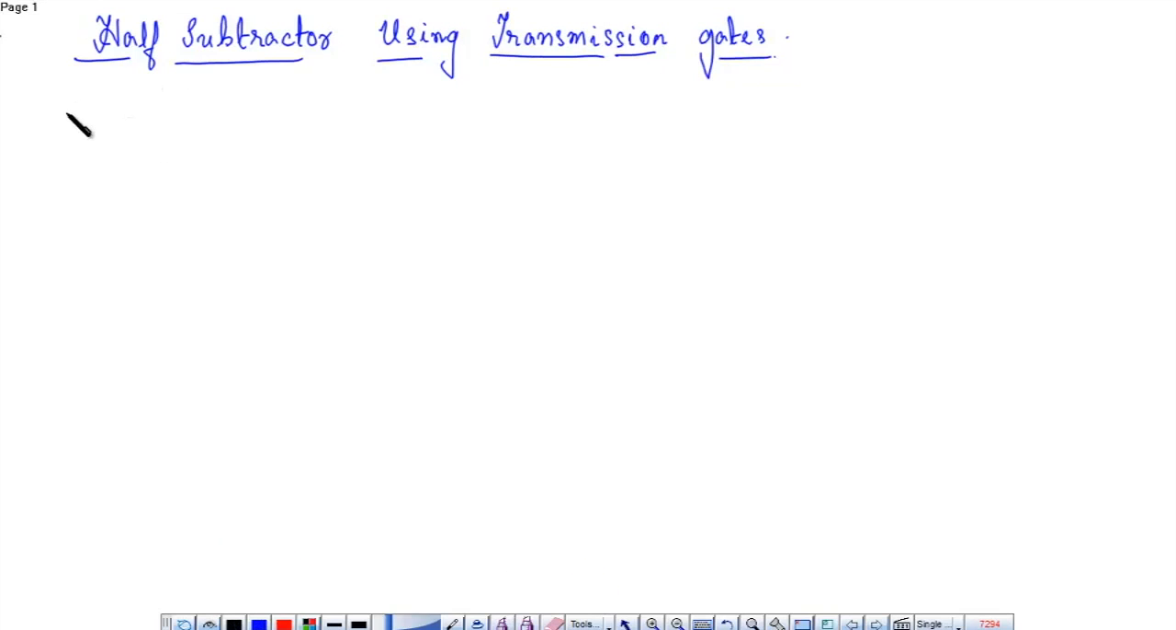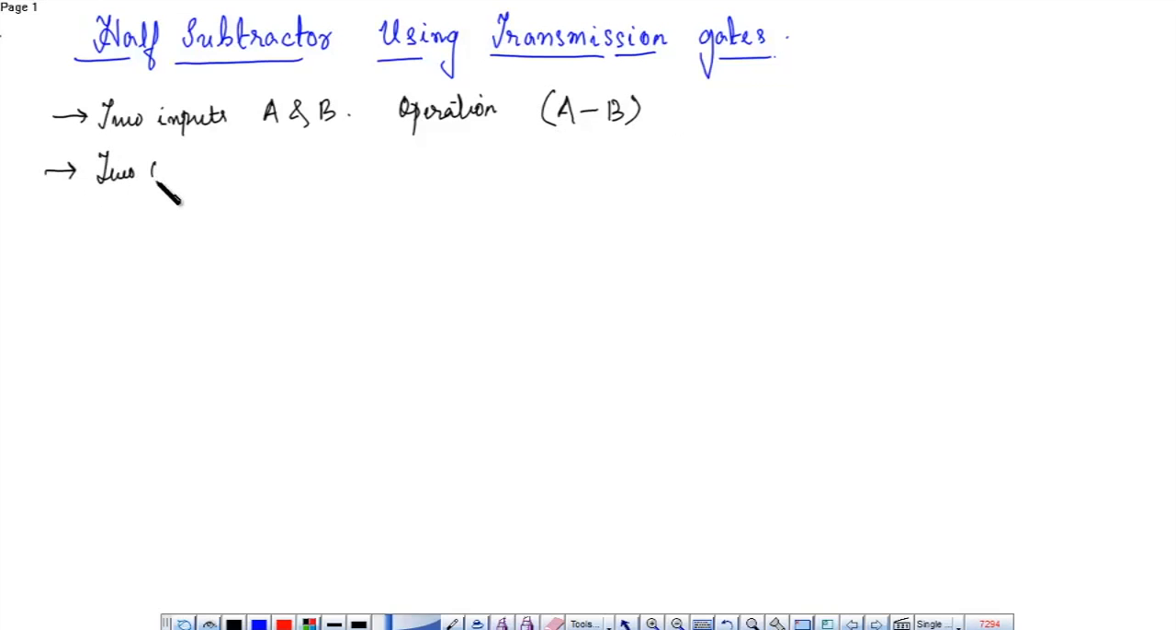So let's see what's a half subtractor. We have two inputs in a half subtractor, A and B. The operation is A minus B. So when there is a subtraction, we get two outputs. That is, we'll have a difference and a borrow.